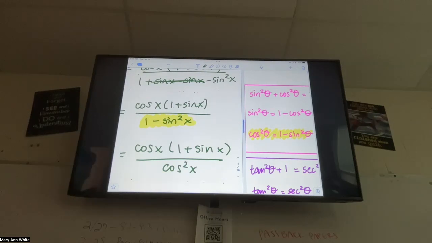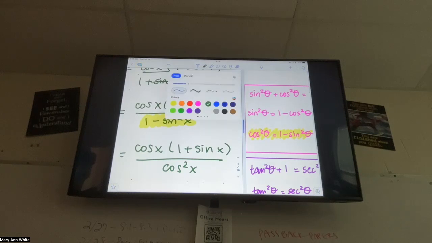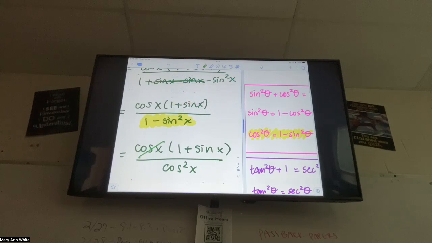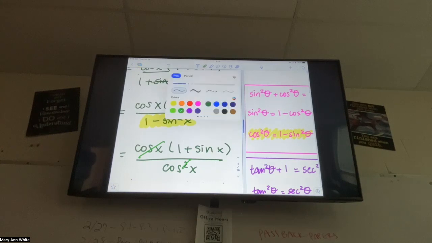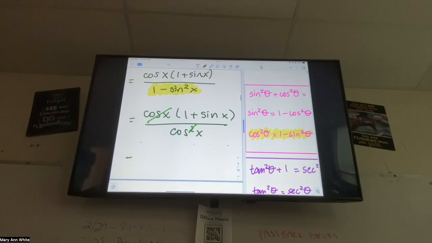And again, I kind of told you we had to go here. That being said, now that we're here, why do you think it's helpful that I got cosine squared on the bottom? Good, I've got a cosine on both top and bottom, right? Those can cancel. The cosine on top completely goes away, but I'm still left with 1 cosine in the bottom. So now I've got 1 plus sine all over cosine.